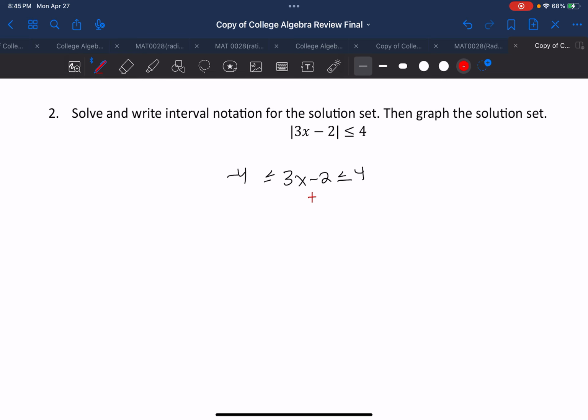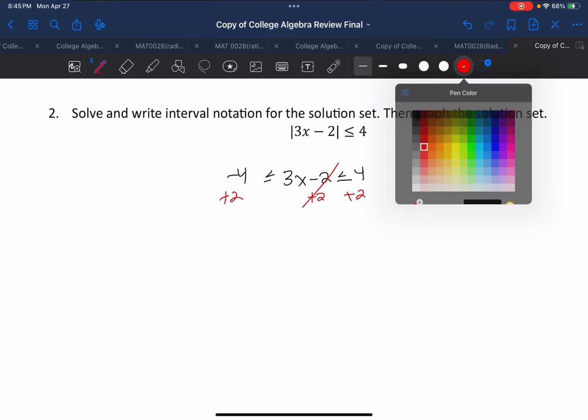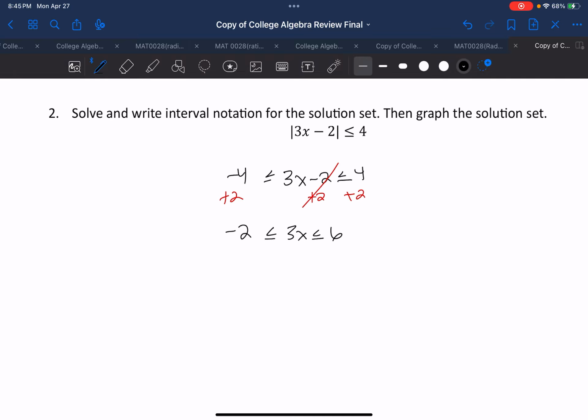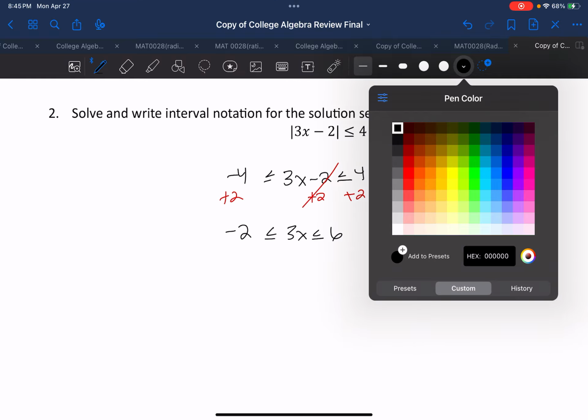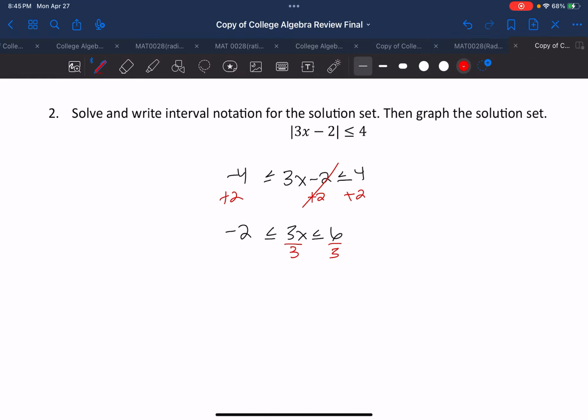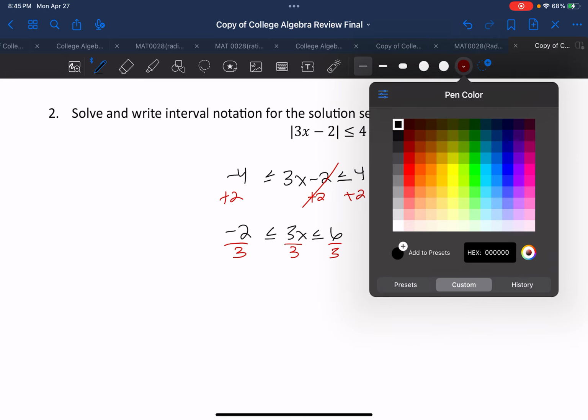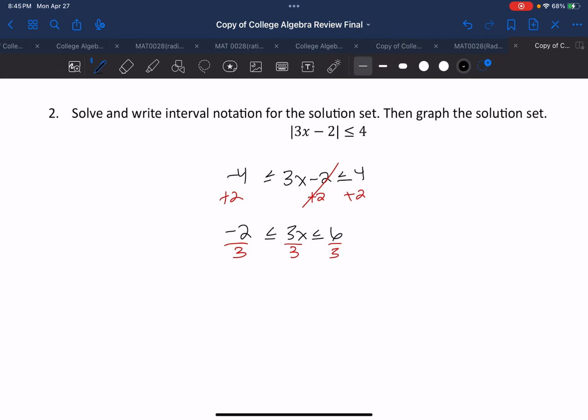So to solve this, I'm going to add 2 to all 3 sides. So that will give me -2 on the left and 6 on the right. And then divide each side by 3. So final answer would be this.